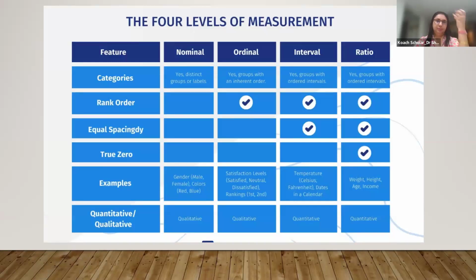Categories, rank orders. If you look at the nominal, here only categorization, gender, colors, that is all you can tell. In ordinal you can have a ranking function. In interval you can have both ranking as well as equal spacing. However, in ratio you can have a true zero also. So this is the basic difference, and the examples are also given.